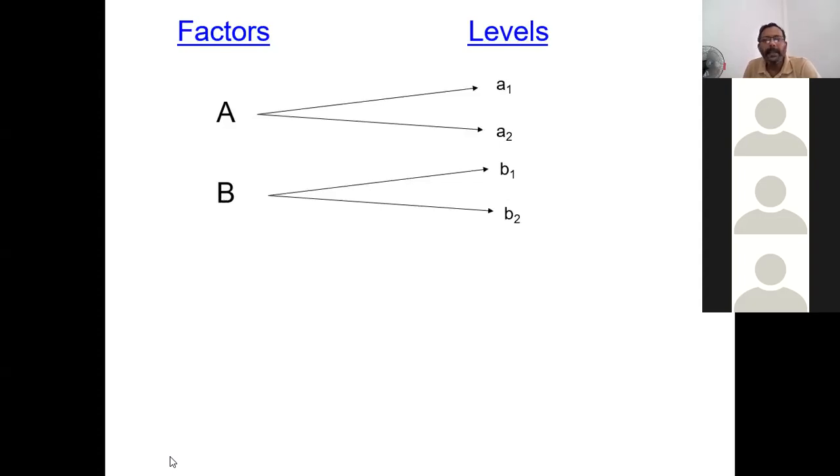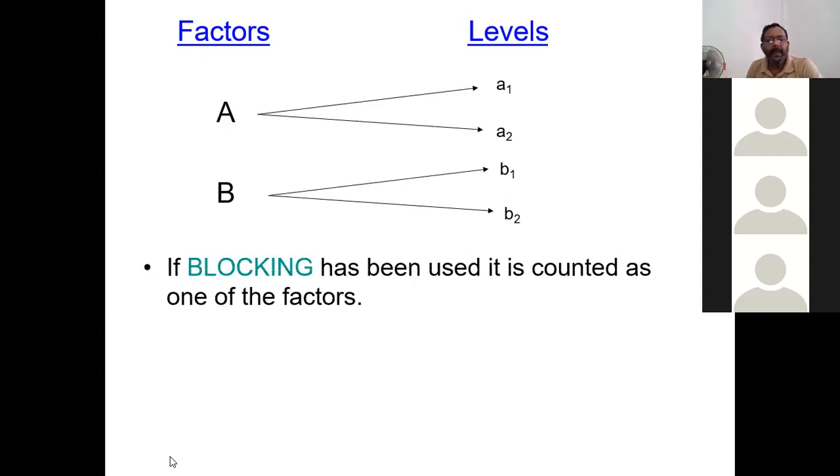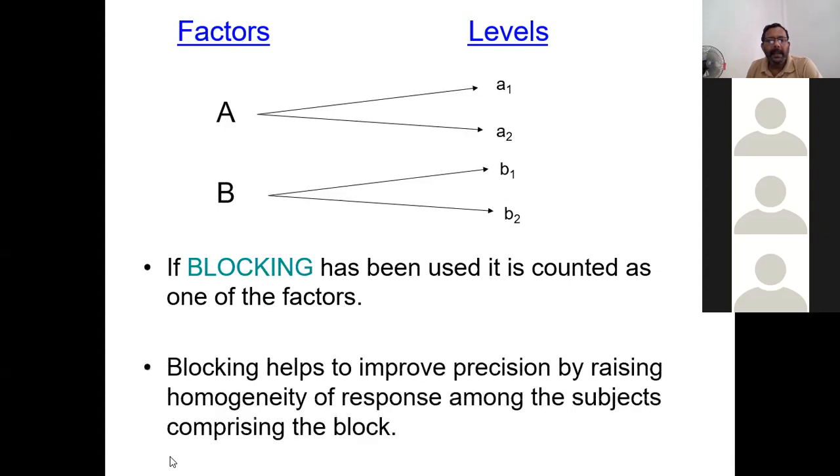If you have factor A and factor B, each with equal levels, A1, A2, and B1, B2 for factor B, you can give any names, A0, A1 or A1, A2, it doesn't matter. If blocking has been used, it is counted as one of the factors.